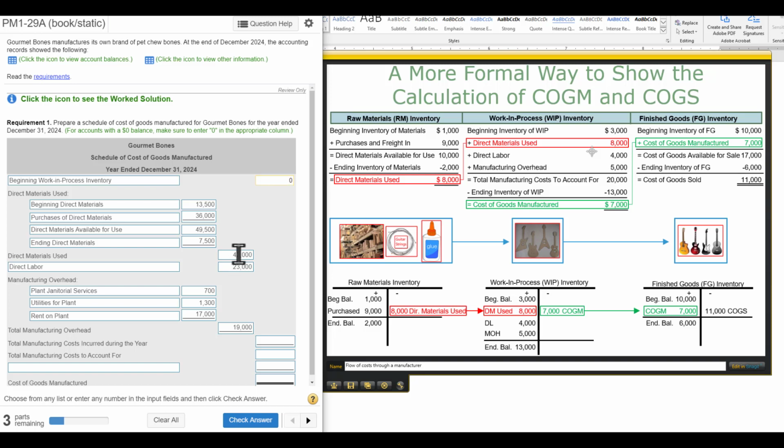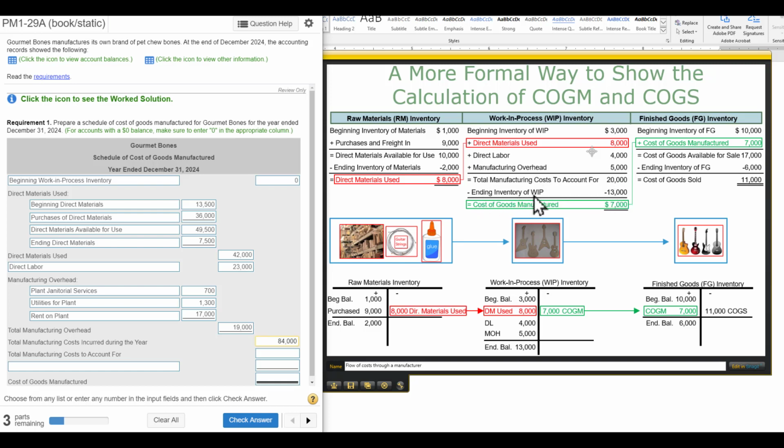So we've got beginning up here, direct materials right here, direct labor right here, and then manufacturing overhead right here. We're going to add these up, and that gives us total manufacturing costs incurred for the year. So 0 plus 42,000 plus 23,000 plus 19,000 gives us 84,000. So that gives us total manufacturing costs to account for.